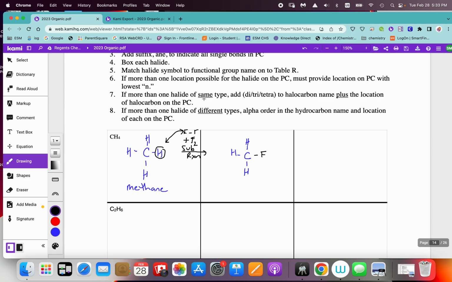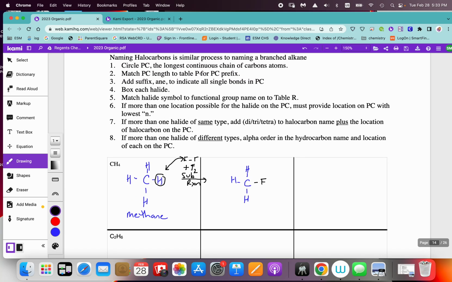So when we take a look at this, we're going to start back at the beginning. We take a look at the longest continuous chain of carbons, the parent chain, and match that n number of carbons to table P to get the prefix. We still only have 1 carbon in the parent chain, so it is still meth. Now, this carbon is not double or triple bonded to any other carbons, so we use the ending ane. But if we leave the name like this, it has the exact same name, but the structures are different.